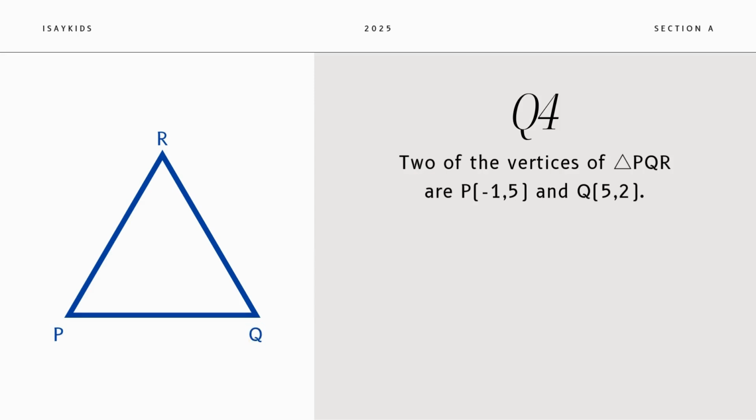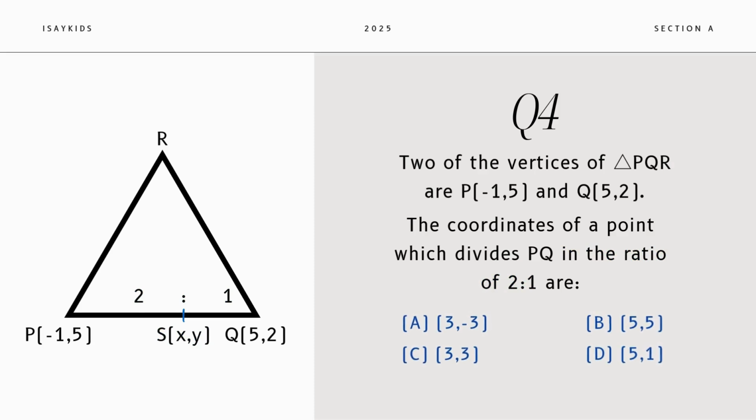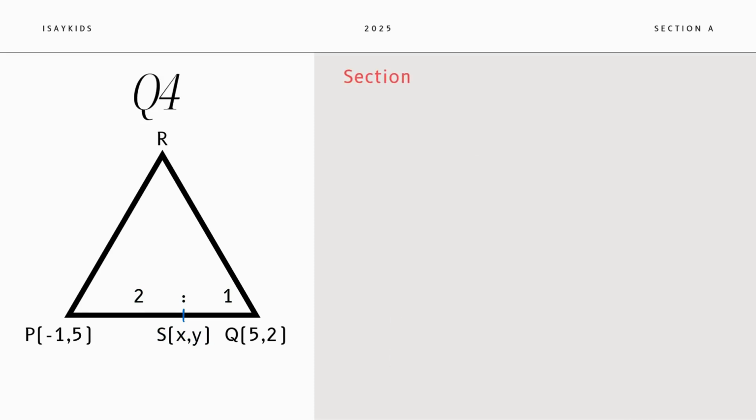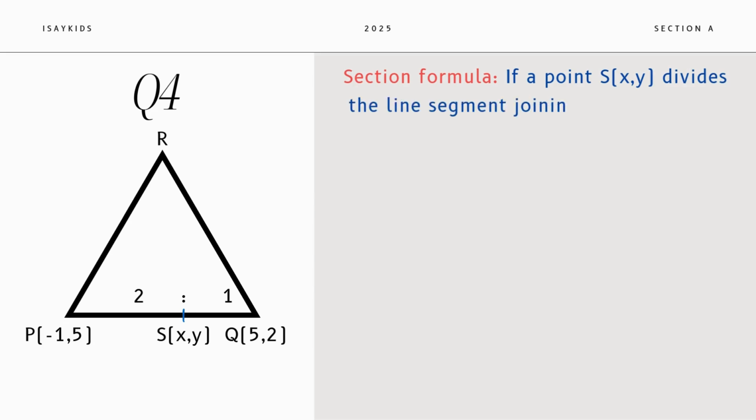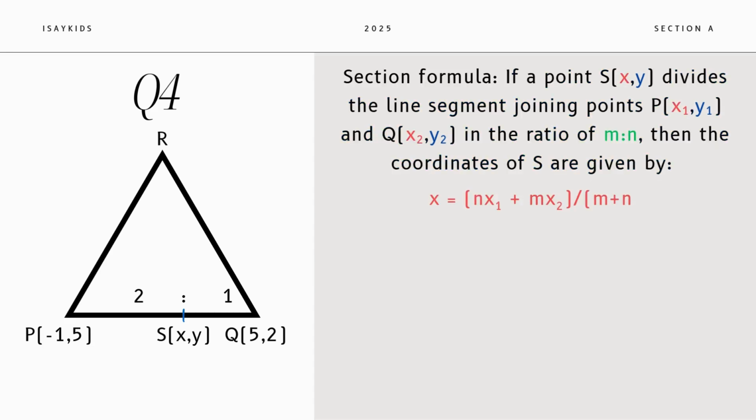Two of the vertices of triangle PQR are P minus 1 comma 5 and Q 5 comma 2. The coordinates of a point which divides PQ in the ratio of 2 is to 1 are which of the given options? Section formula states that if a point S, coordinates being x y, divides the line segment joining points P, coordinates x1 and y1, and the point Q, coordinates being x2 and y2, in the ratio of m is to n, then the coordinates of S are given by x is n times x1 plus m times x2 divided by m plus n, whereas y is n y1 plus m y2 divided by m plus n.